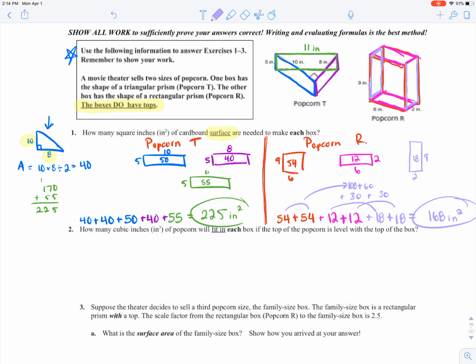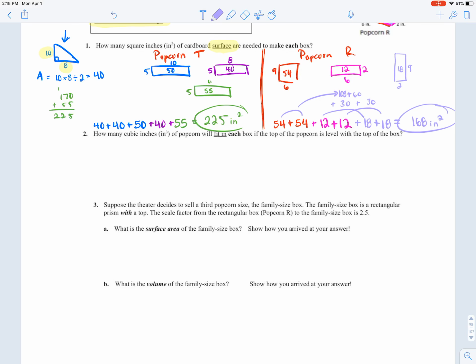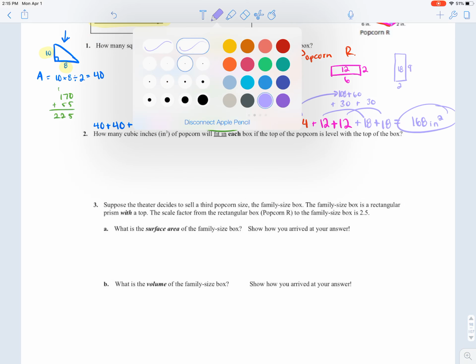How many cubic inches of popcorn will fit in each box if the top of the popcorn is level with the top of the box? Okay, so I'm going to make another line down the middle here. So again, we're dealing with popcorn T, my triangular, and then popcorn R.